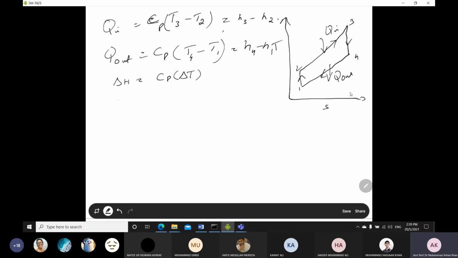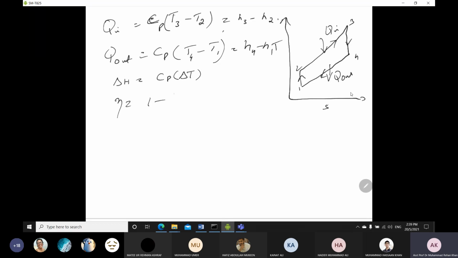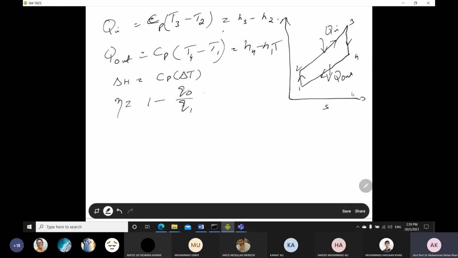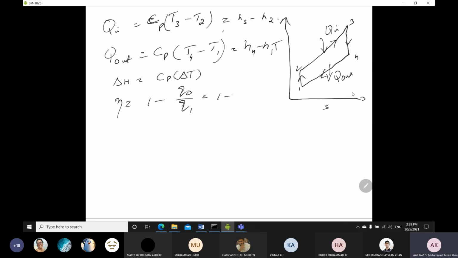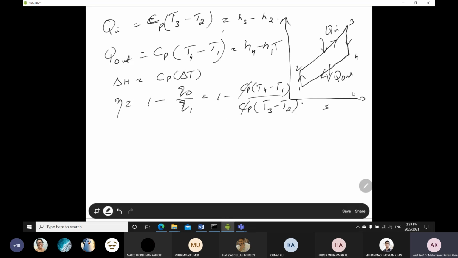To develop the efficiency equation, we already know it is 1 minus Q out over Q in. Simply putting the values, 1 minus Cp T4 minus T1 over Cp T3 minus T2. Cp can be eliminated from the denominator and the numerator. So now this is the efficiency equation which we have to use for reference.